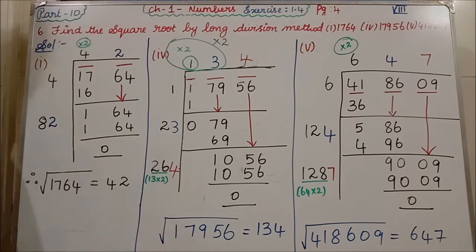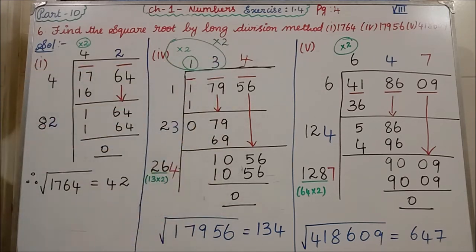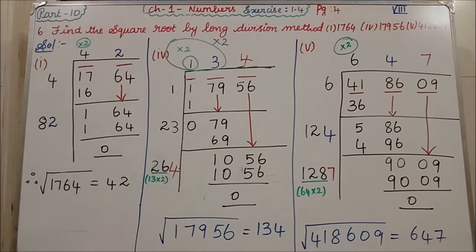Then 17,956, what is that? The square root of 17,956 is 134. Clear, all of you, the fourth subdivision? Next, we will see the fifth subdivision.